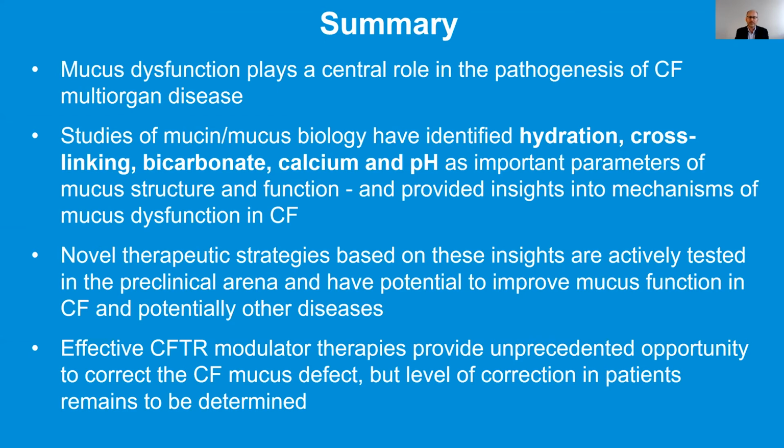Mucus dysfunction plays a central role in the pathogenesis of CF multi-organ disease. Studies of mucins and mucus biology have identified hydration, cross-linking, bicarbonate, calcium and pH as important parameters of mucus structure and function, and have provided insights into the mechanisms of mucus dysfunction in cystic fibrosis. Novel therapeutic strategies based on these insights are at the moment actively tested in the preclinical arena and have the potential to improve mucus function in CF and potentially also other diseases.